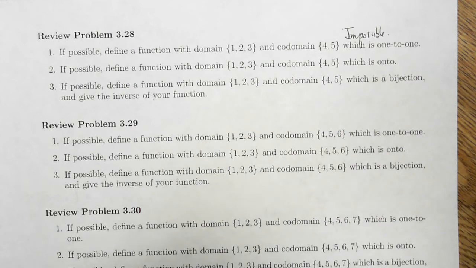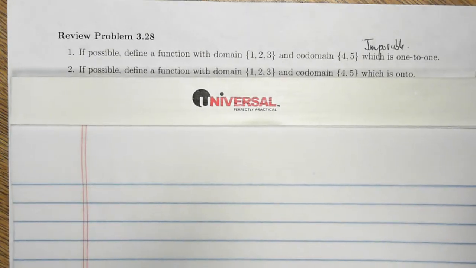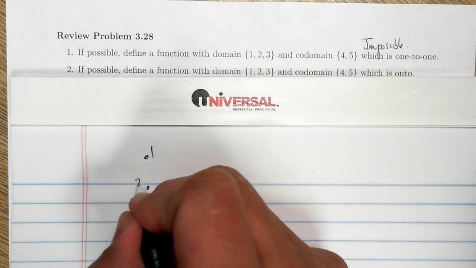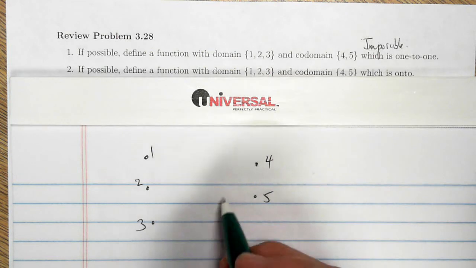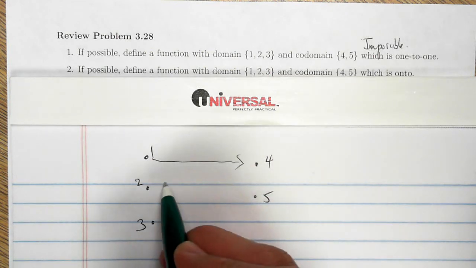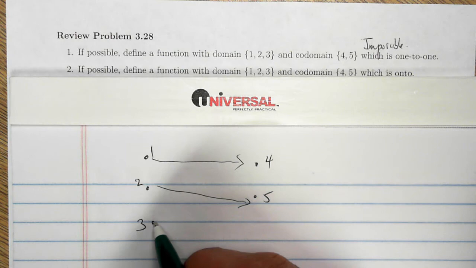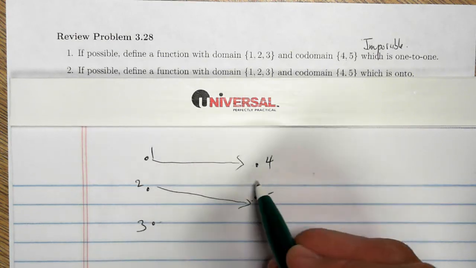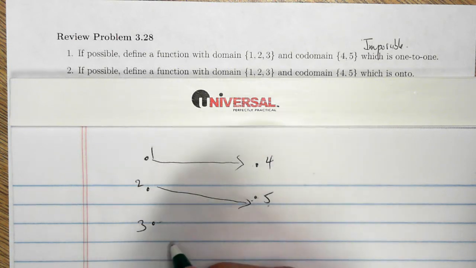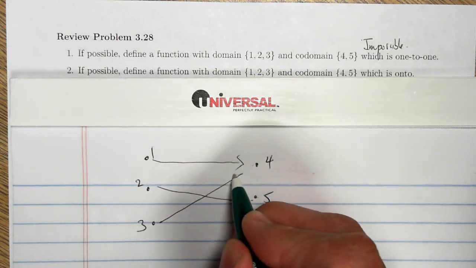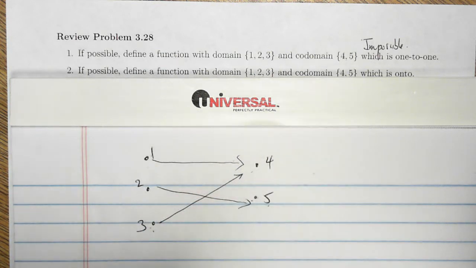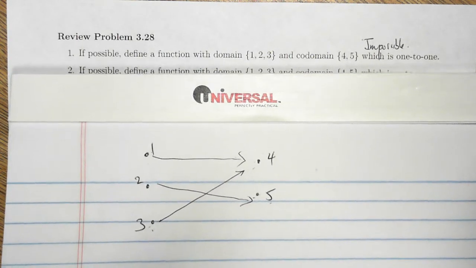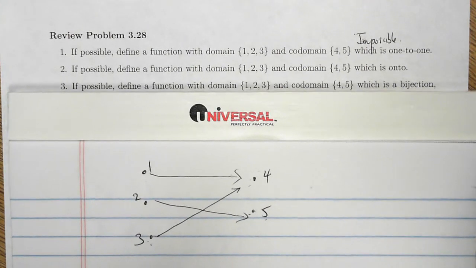The reason that's impossible, and I'll just kind of draw a picture here. So if I have 1, 2, and 3, and the codomain is 4, 5, well, 1 can go to a number, 2 can go to a different number, but 3 would have to go to either 4 or 5. There's too many things here and not enough things over here. And so it's impossible for me to draw this without two different points in the domain going to the same point over in the codomain. So that's impossible.